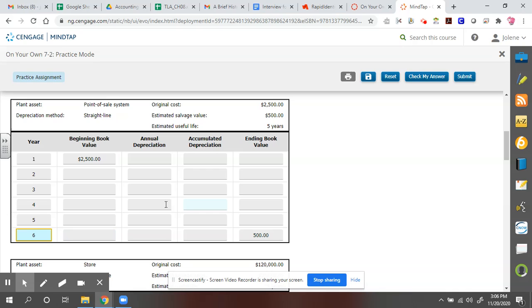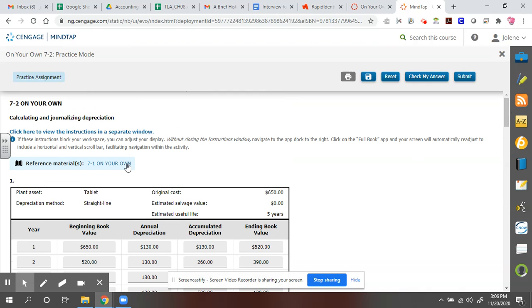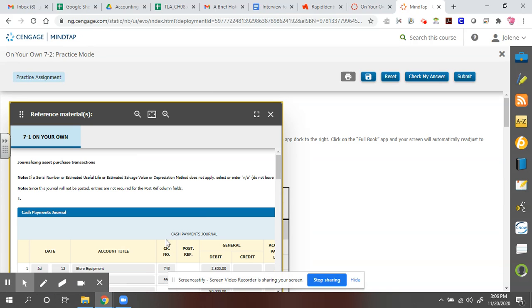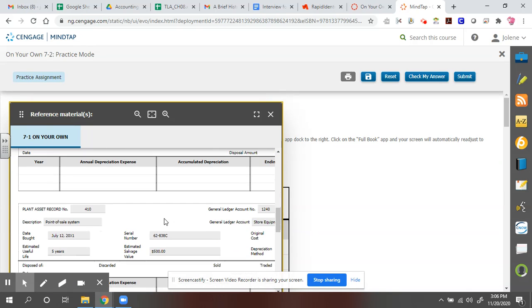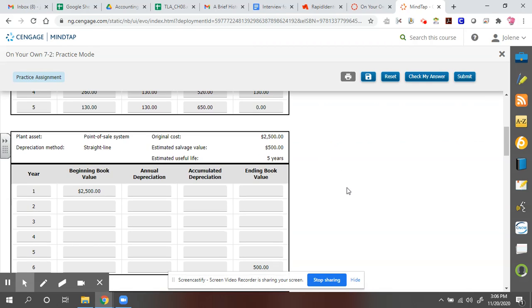That leads me to believe that they didn't buy at the beginning of the year. They didn't buy in January. So we're going to have to take a partial year off here. Let's go back up here and see when they bought that point of sale system. They bought it in July, halfway through the year. So we're going to come down here and find out how much we have to depreciate.